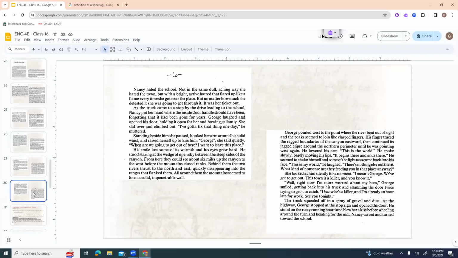The truck squealed off in a spray of gravel and dust, and at the highway, George stopped at the stop sign and opened the door. He stood at the rusty running board and blew her a kiss before wheeling around the turn and heading for the mill. Nancy waved and turned towards the school.